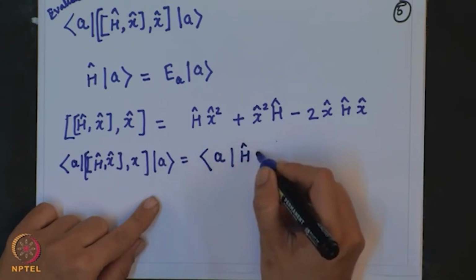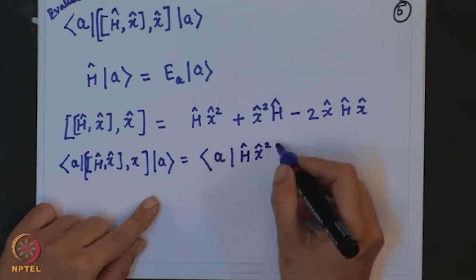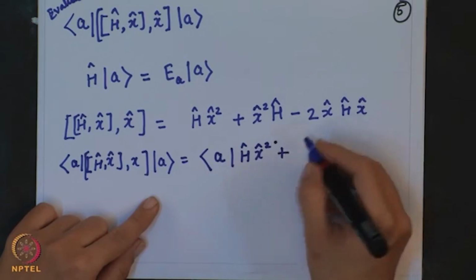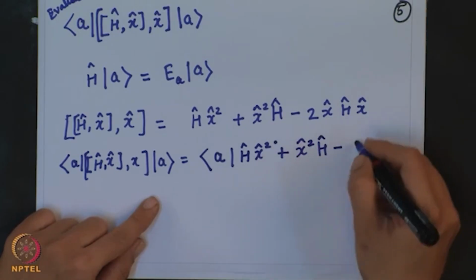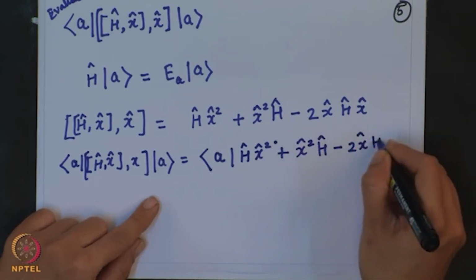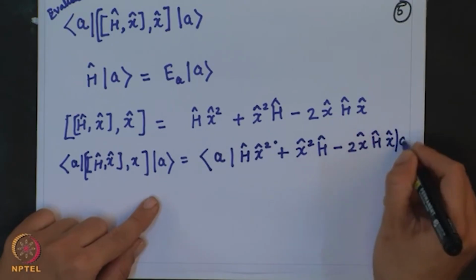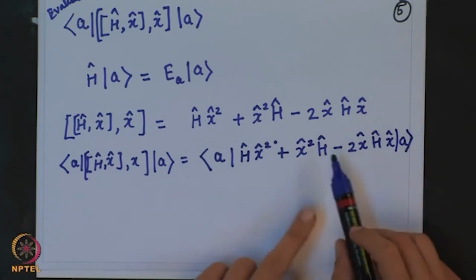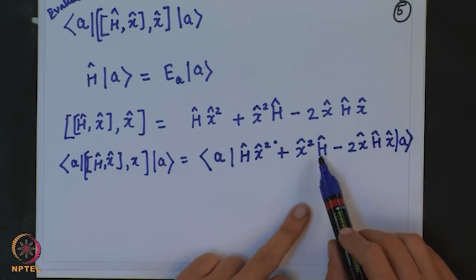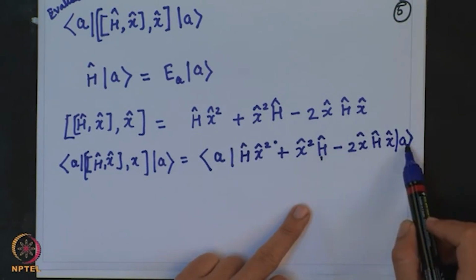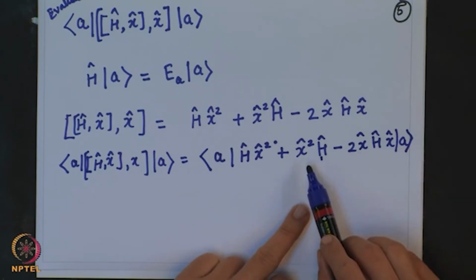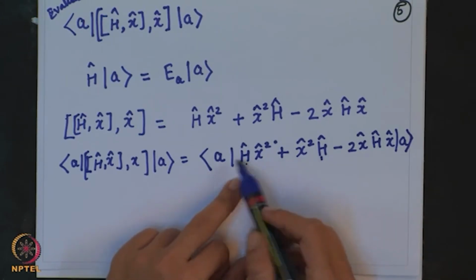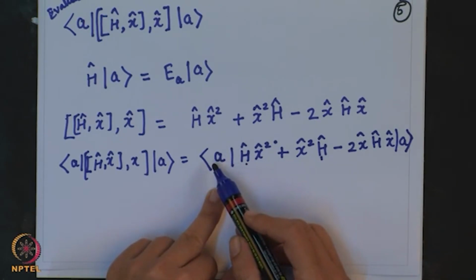I am placing this operator between the eigenvectors, or the eigenkets. Now, you can see here again that when the Hamiltonian operator operates on the eigenket, it will give me the energy eigenvalue E_A.